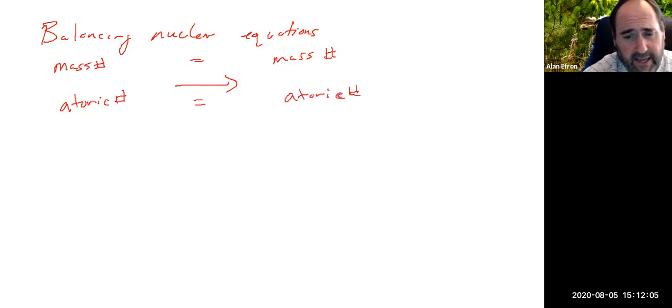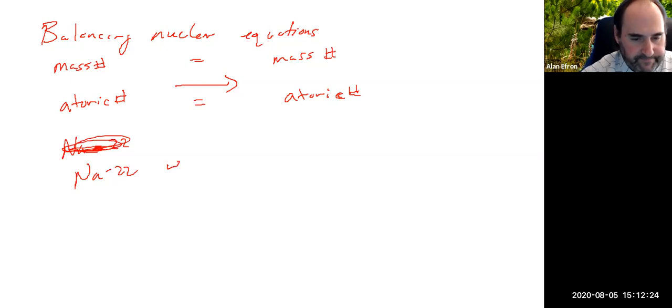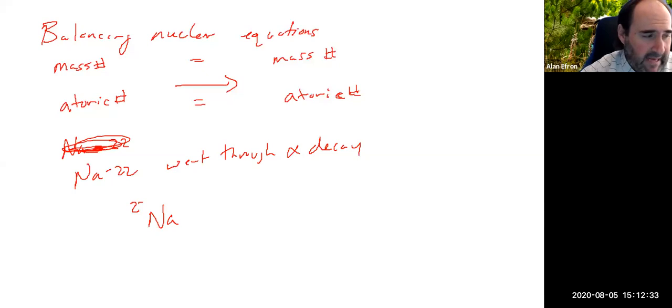And as we saw, you can have something where it says, say, sodium 22 went through an alpha decay. So if we were to do that, sodium 22 would be the mass number. We could go to the periodic table and find the atomic number, which is 11.